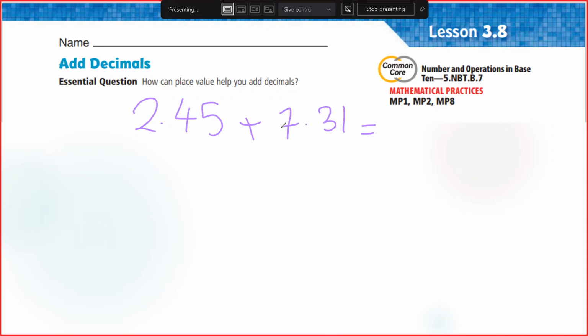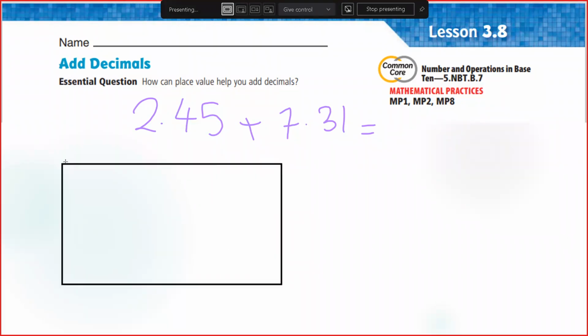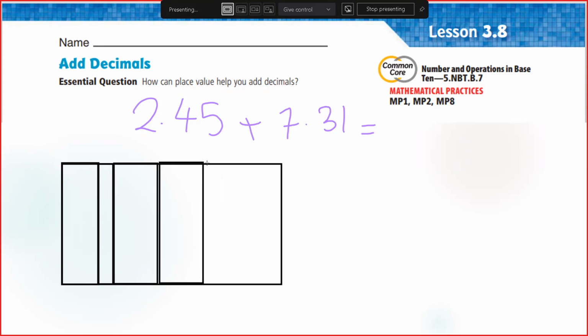I mean, like you have, this is ones, as you know before. This is the decimal point. This is the tenths. This is the hundredths. And this is the thousandths. So here we have ones, tenths, hundredths, and then thousandths, as you know before.